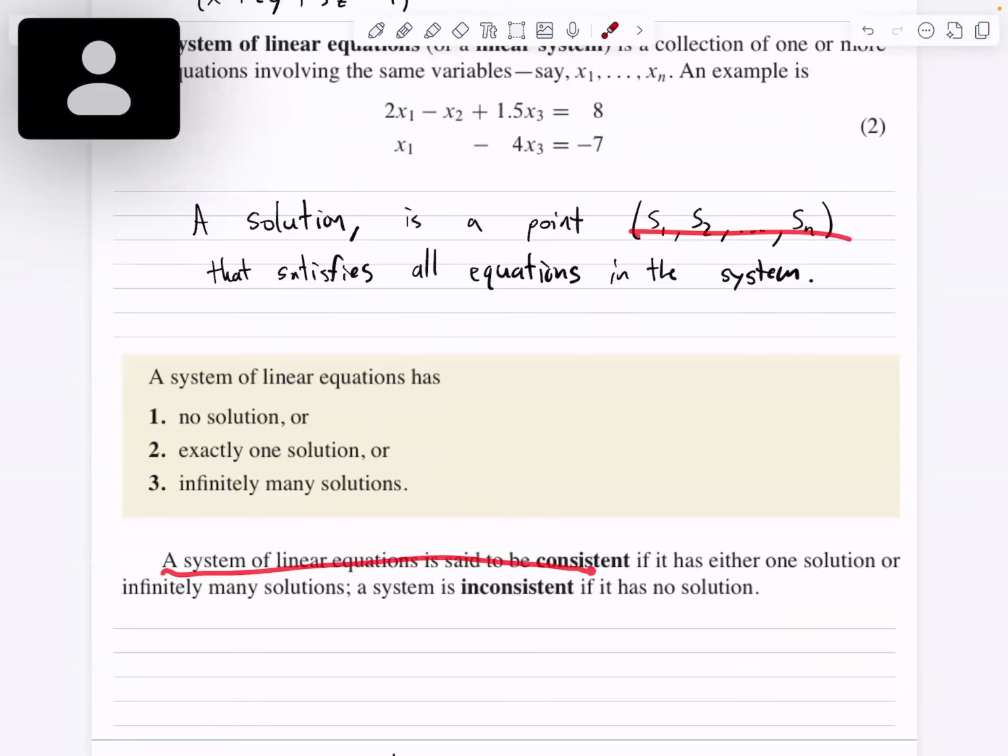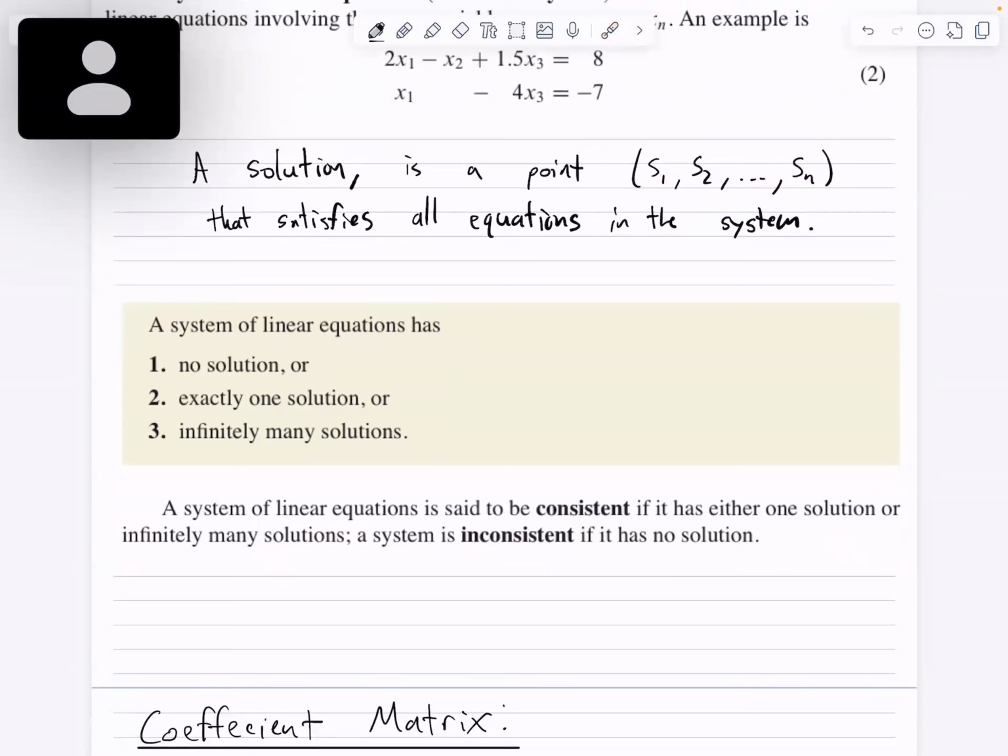A system is consistent if it has one or more solutions. It's inconsistent if it has no solutions. This terminology will make more sense when we get to the matrices, but consistent basically means there is a solution, and inconsistent means it's not possible to have a solution. An example of an inconsistent system would be x1 plus x2 equals 2, and x1 plus x2 equals 4. These are parallel lines, and if you graph them, they would never run into each other. So this is inconsistent.